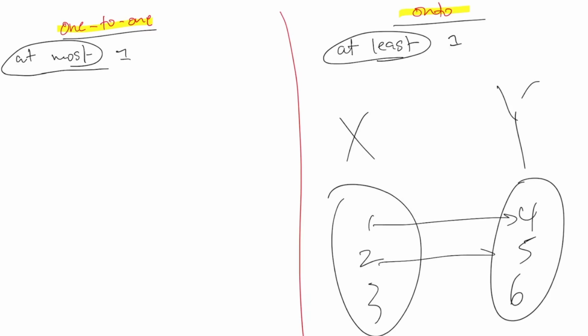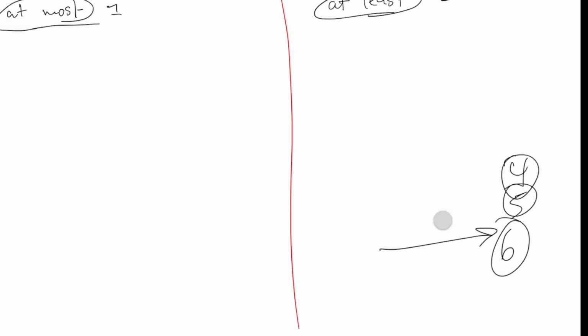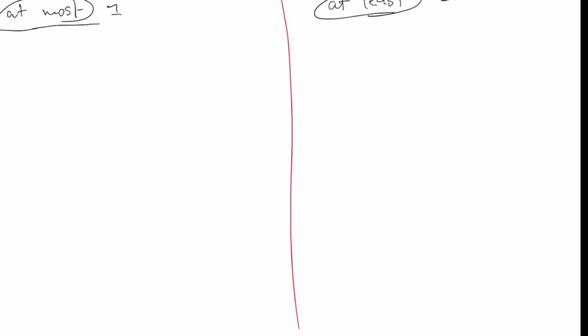Let's say 1 to 4 again, 2 to 5, 3 to 6. Same example. 4 is related to at least 1. That's great. 5, at least 2. 6, at least 3. So this is onto. This is an easy example. Now let me demonstrate or give an example that shows why at least 1 input is important.